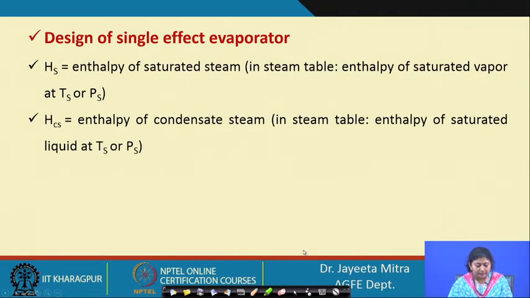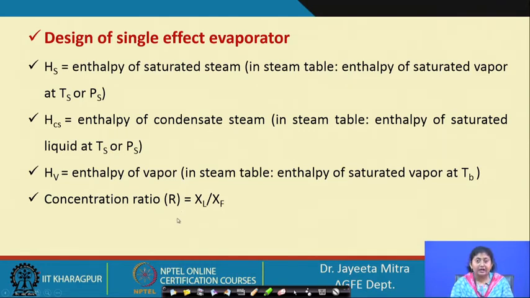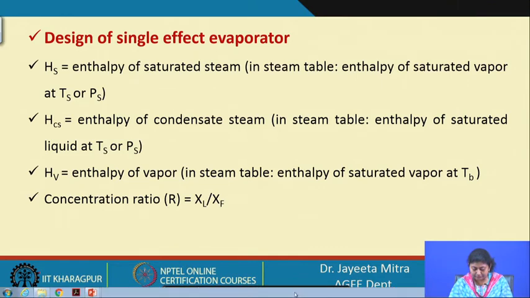Okay. And Hs and Hcs we have already explained. Hv is the enthalpy of vapor. Okay. So, the enthalpy of saturated vapor at Tb, that is the boiling point corresponding to the pressure inside the evaporator. Now, concentration ratio R. So, concentration ratio means how much we have concentrated from the initial concentration. So, XL divided by Xf. So, this is the concentration ratio.